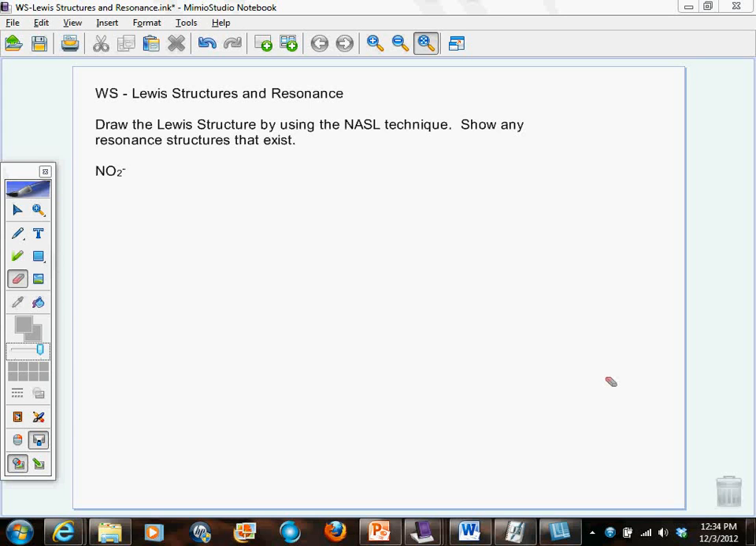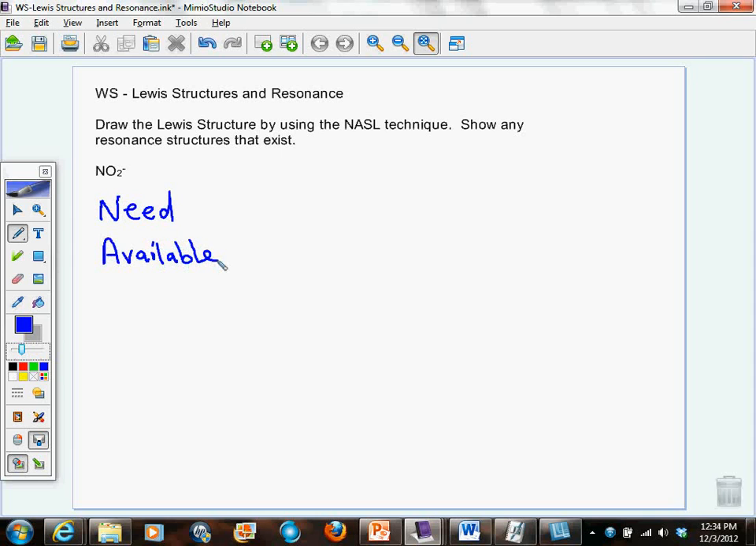Lewis structures and resonance. We're going to look at the nitrite polyatomic ion, which is NO2 minus, and we're going to do this using the NASAL technique. Remember, this stands for: how many electrons do you need? Next, how many valence electrons do you have available? After that, we're then going to subtract and divide to get the number of bonds. And after we get done with that, we're going to look to see how many lone pairs there should be. And that will give us the NASAL technique.